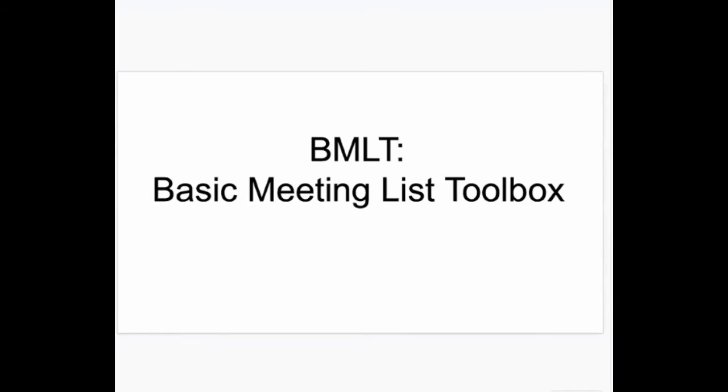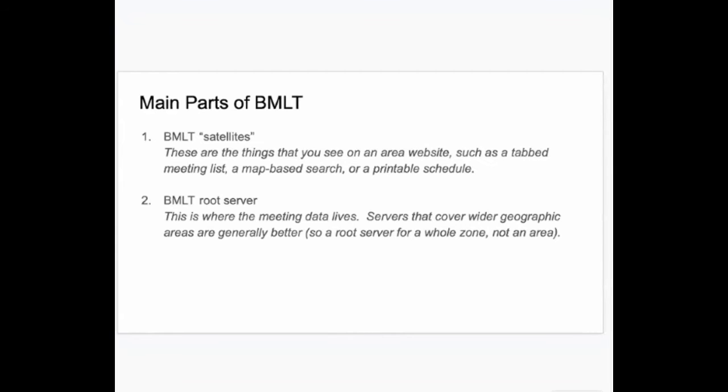Let me briefly explain what the different parts of the system are. There are two things. One is what we call BMLT satellites. Those are the things we just saw on the Seattle area website, like the tabbed meeting list, the map-based meeting list we could look at later, or the printable schedule. All of those things are driven from a database in the second thing, called the BMLT root server. This is a separate program, and the satellites, like the meeting list on your web page, get their information from this database.